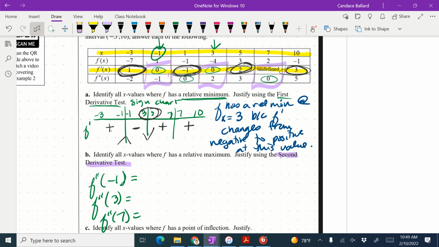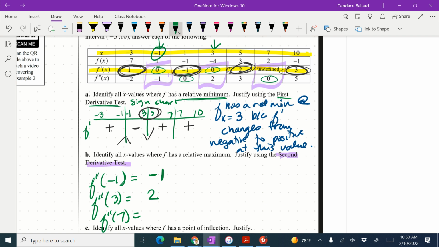Okay, so what is f double prime of -1? What value? -1. Okay. What about 3? 2. Are we okay? We're looking at the right spot.